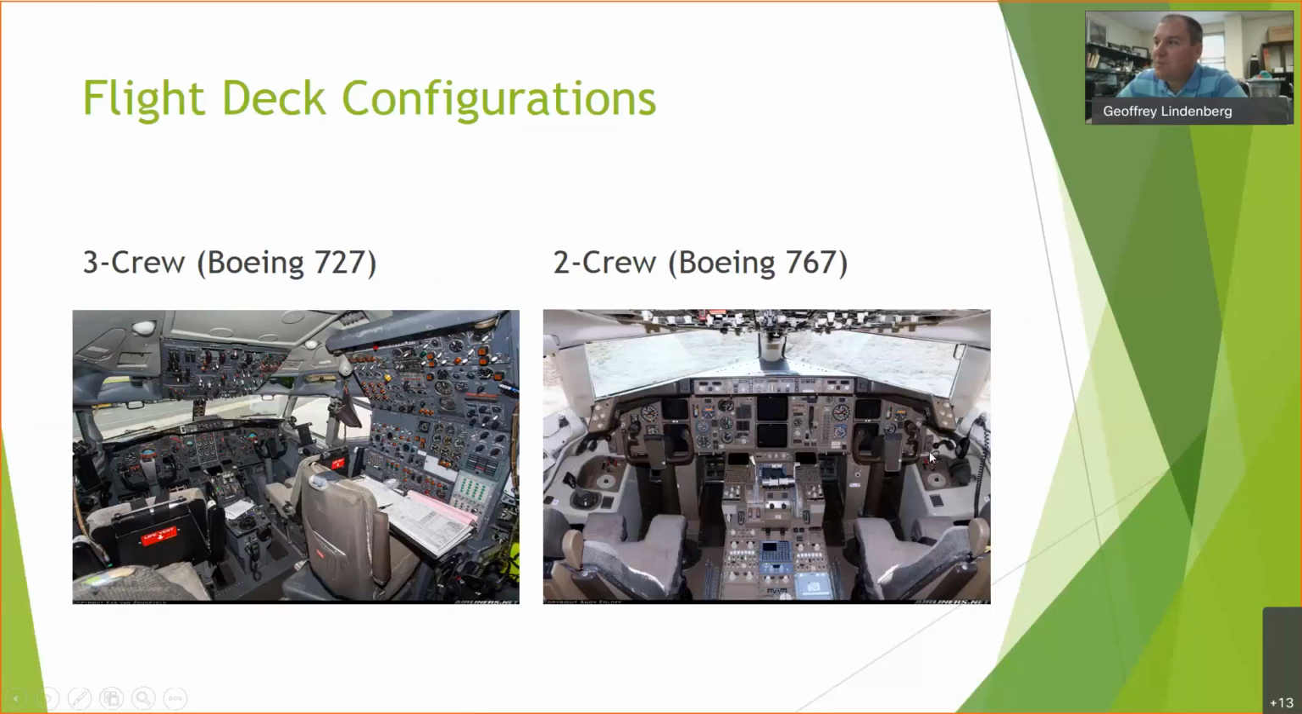And then an example of kind of an earlier two crew is the Boeing 767. So you can see this has an earlier ICAS system in it, flat panel displays, but these are cathode ray tubes. They are old style television screens. But there is no flight engineer back here.